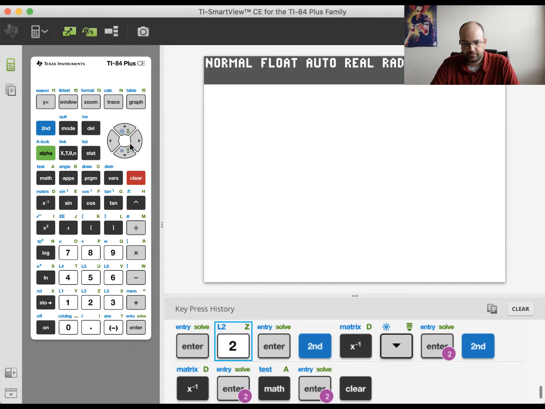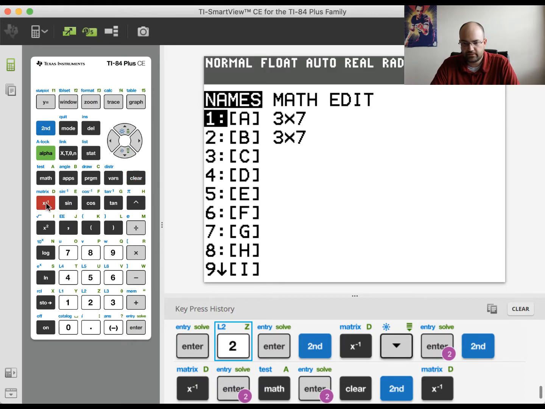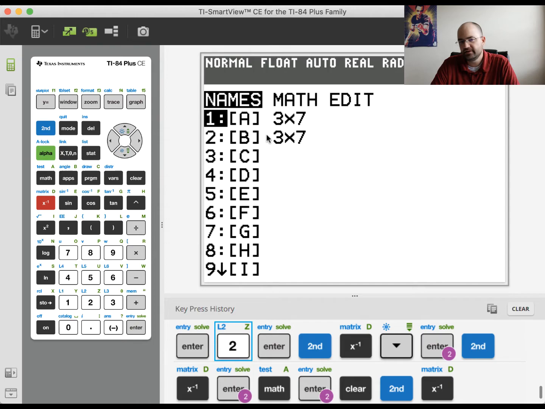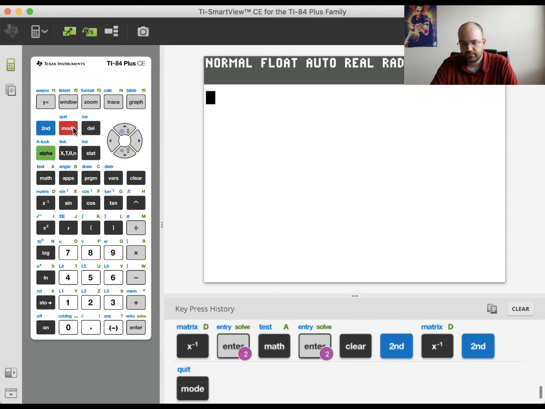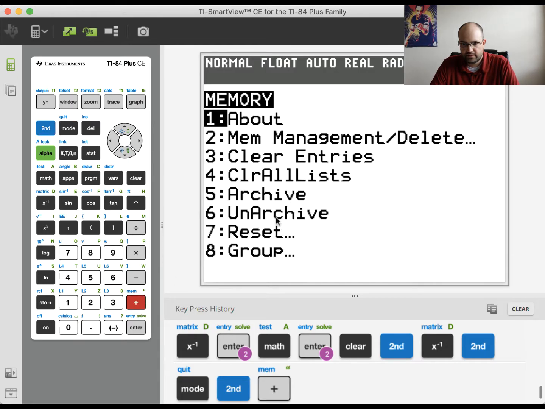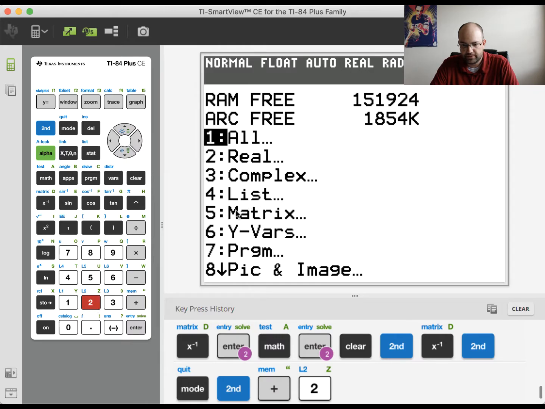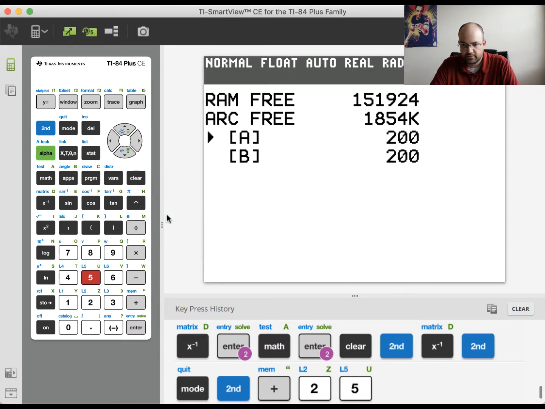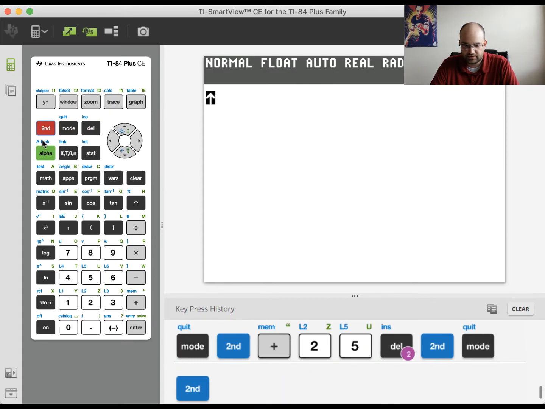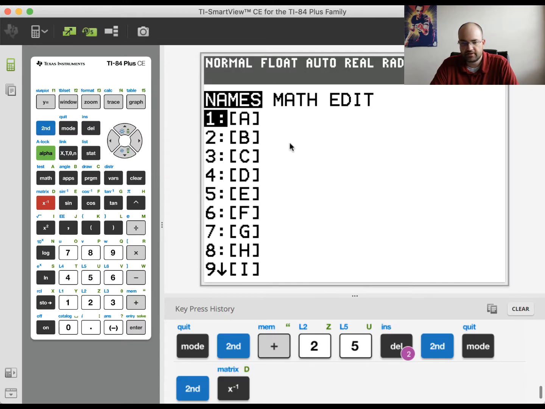Welcome back to the calculator. Now, in here, I still have the previous A and B. It doesn't matter if they're there or not. It's up to you if you want to get rid of them. If you want to get rid of them, just do second mem, and then memory management, and then manage your matrices, which is number 5. And to get rid of them, just press delete for each one. And notice that they're gone. So if I go back to the home screen, then go back to matrix, notice that there's nothing there anymore.